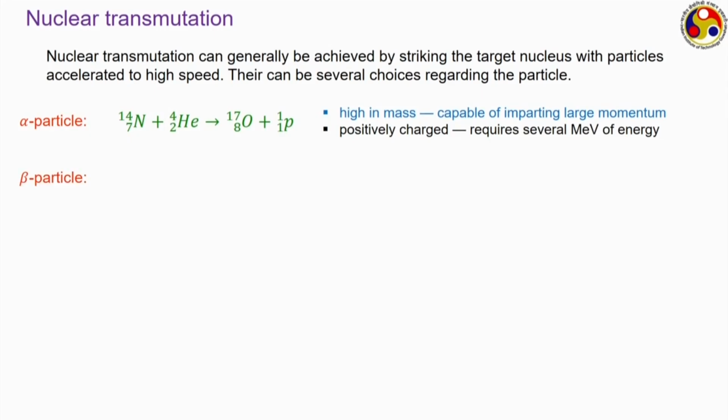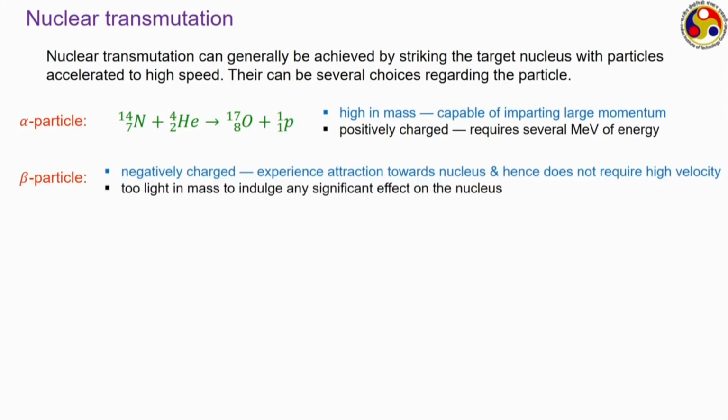to make it reach the nucleus. Electrons or beta particles can also be used, and their advantage is that they are negatively charged, therefore they experience electrostatic attraction towards the nucleus and do not require very high velocity. But the problem is that they are very light in terms of mass. If you remember, the mass of an electron is at least 4 orders lower than that of a single proton or neutron, and therefore that is not expected to cause too much damage to the nucleus after a collision.